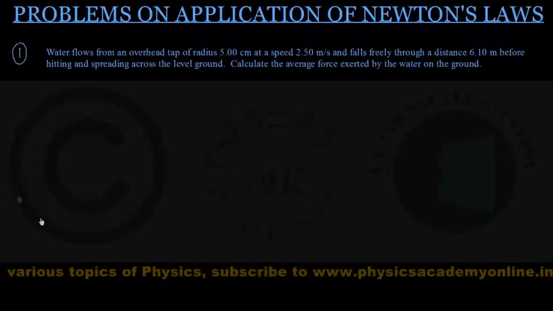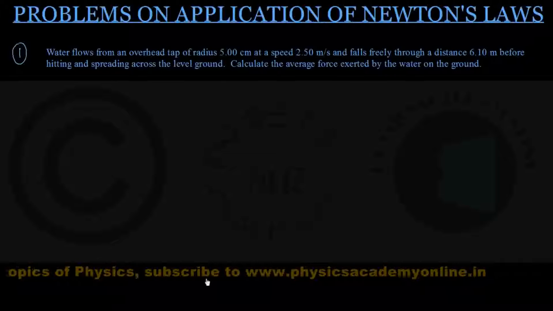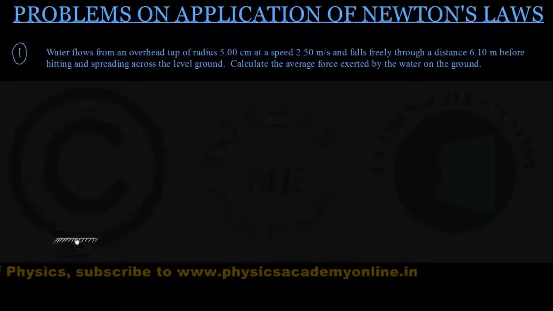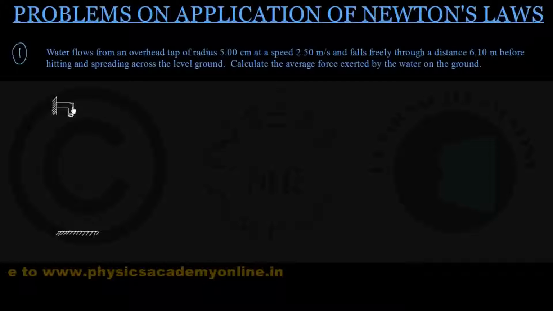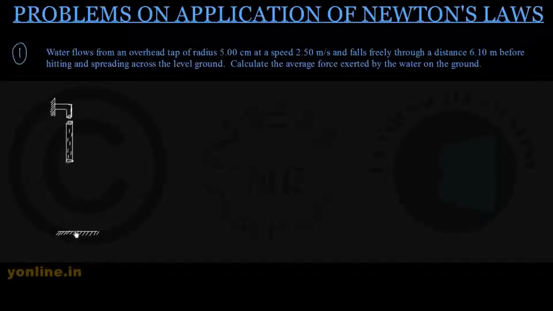So I think you can visualize the problem here. Here is, suppose, the ground, and at a certain height above the ground we have got an overhead tap from which water is flowing out like this, and eventually it hits the ground and spreads across the ground. So we can make an assumption that the water, on hitting the ground, comes to rest momentarily and then spreads out.